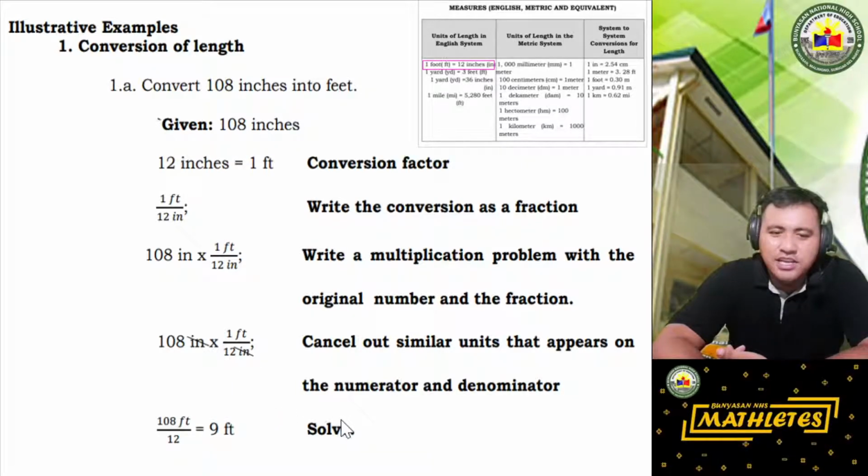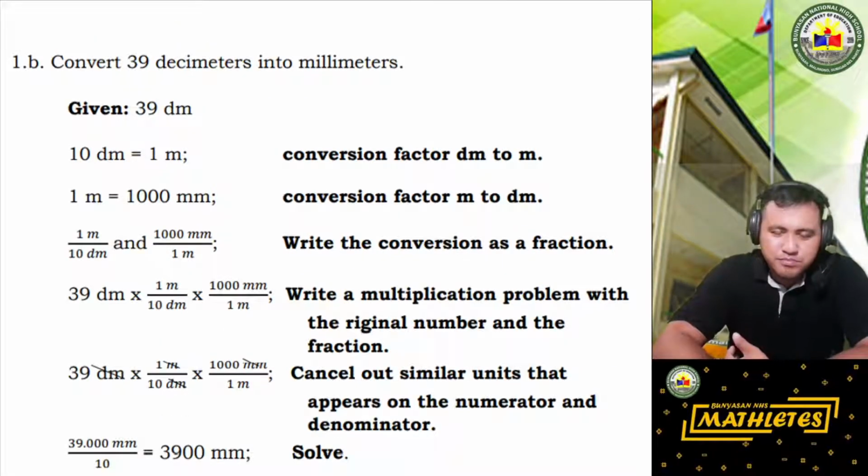Okay? Then, you are going to solve. 108 times 1 is 108. Divide by 12. So, 108 divided by 12 is equal to 9. Copy the unit, which is feet. So, 9 feet. Ibig sabihin, 108 inches is equivalent to 9 feet. Okay.